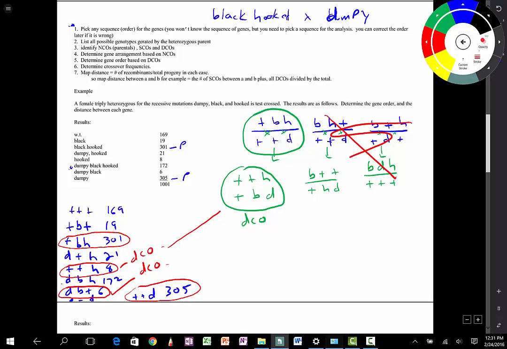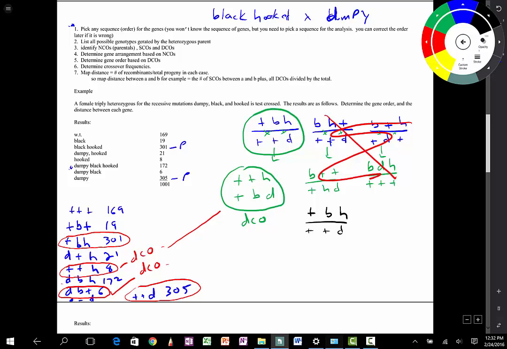So get rid of this, because that's just going to confuse you. If you're not confused already, you probably are. This is a confusing kind of situation. But now we've done the easy part in my estimation. We've figured out that plus BH over plus D is the right order and the right configuration, meaning that we know which alleles are on which side of the line and which one's in the middle.